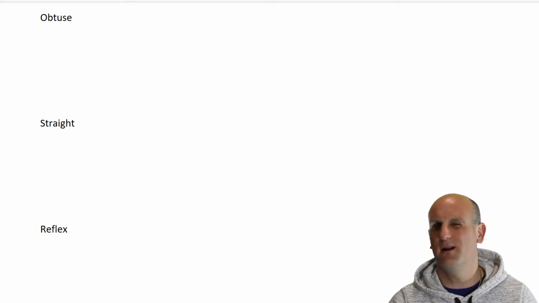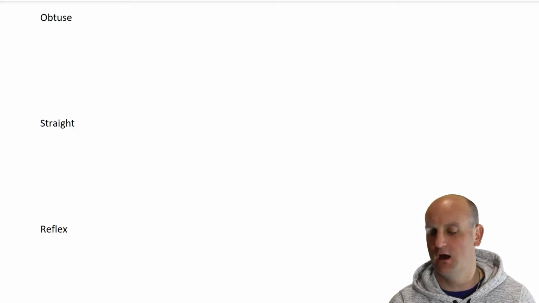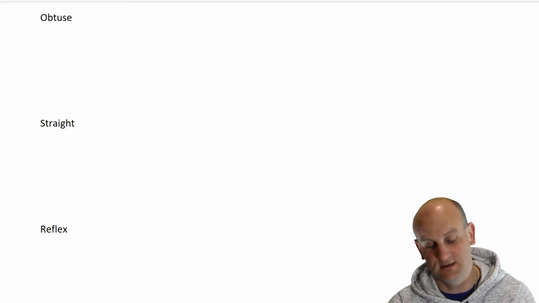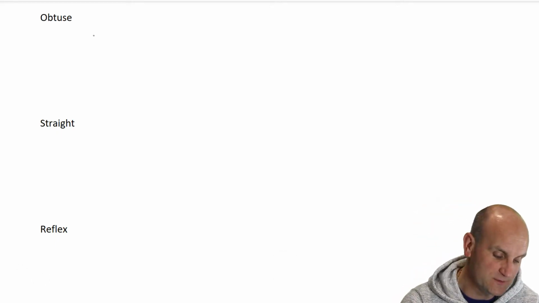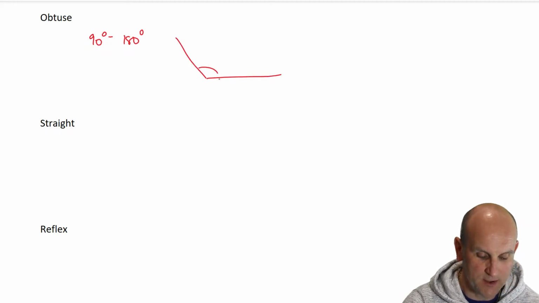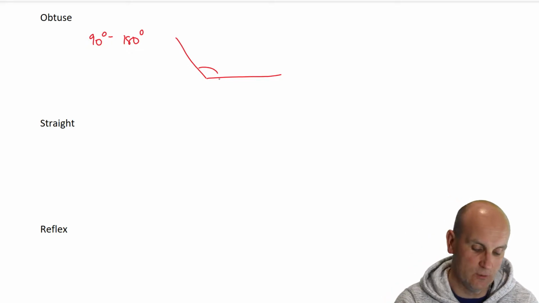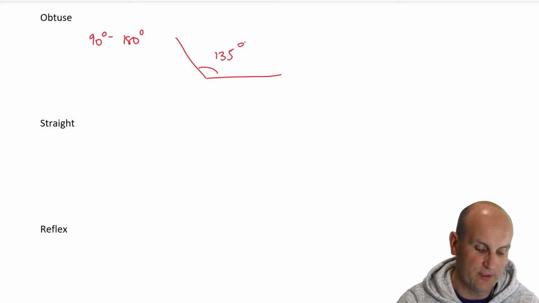Obtuse sounds a little bit like obese, a little bit of a large angle. Now, obtuse is exactly that. Obtuse is between 90 and 180 degrees. So this here would be a perfect example of an obtuse angle. Maybe that was 135 degrees.